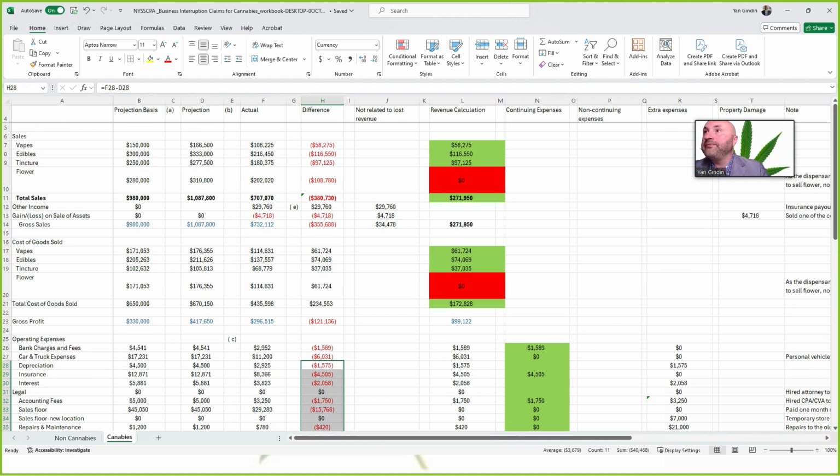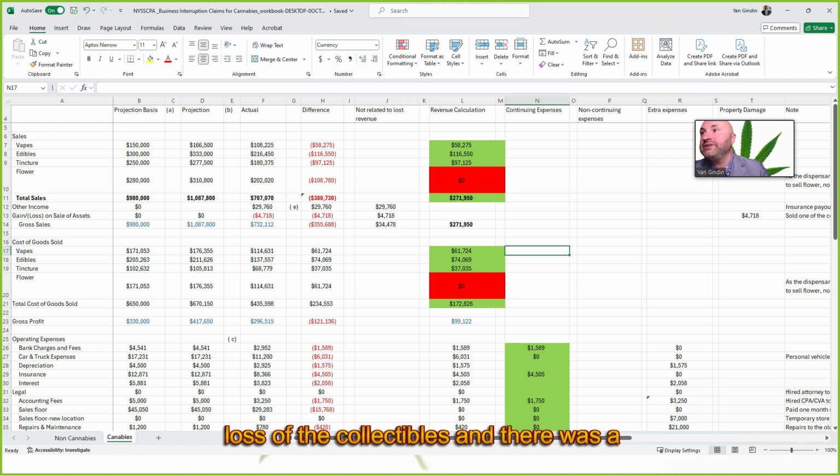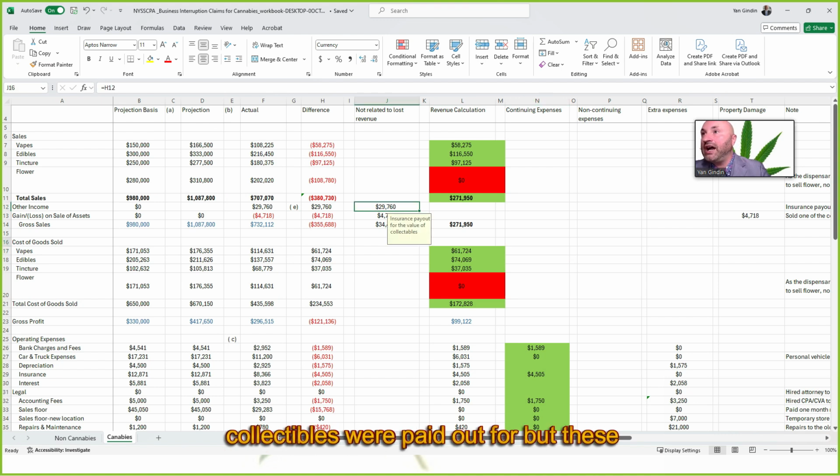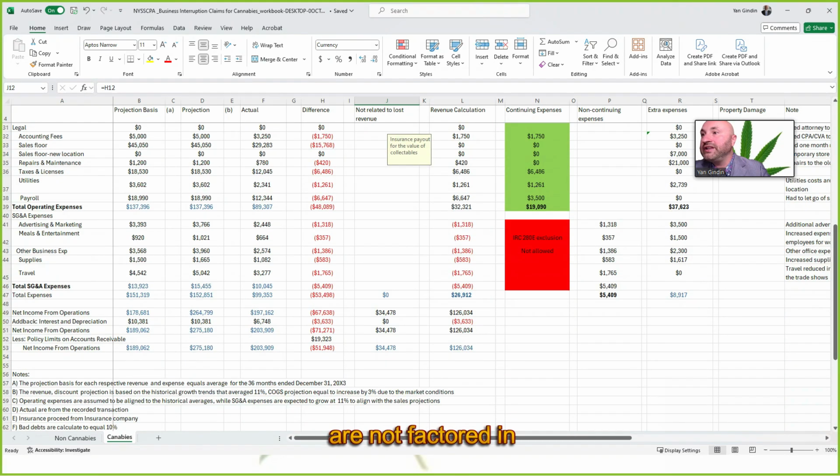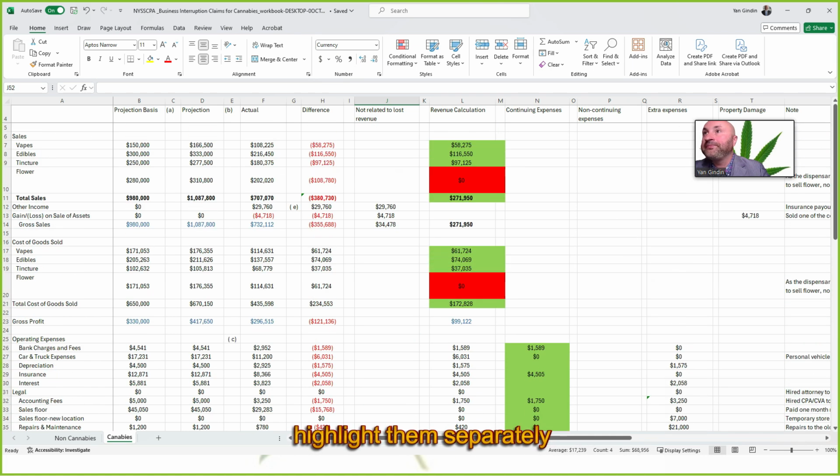Now, as I mentioned, there have been some non-economic substance relevant and related activities. So, for example, the business had suffered loss of the collectibles, and there was a separate insurance coverage. So the collectibles were paid out for, but these numbers are not factored into the calculation. I just wanted to highlight them separately.